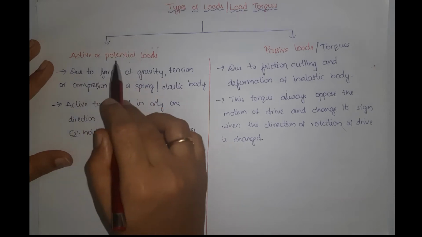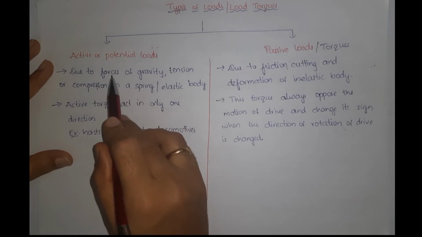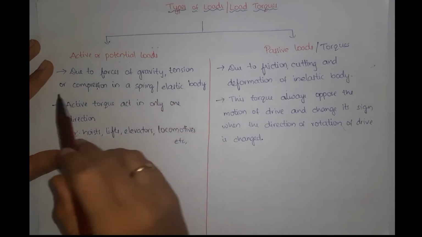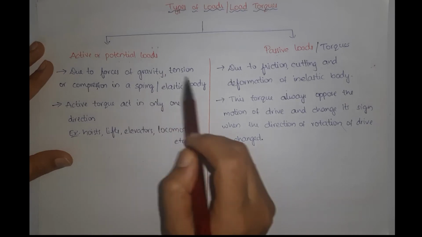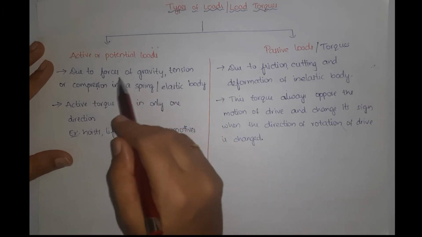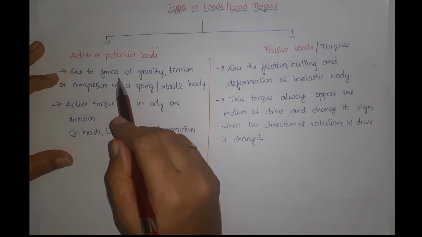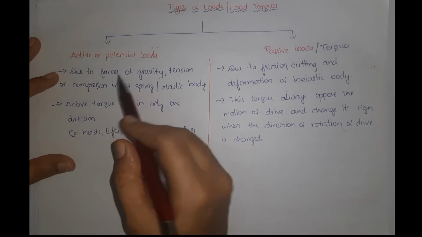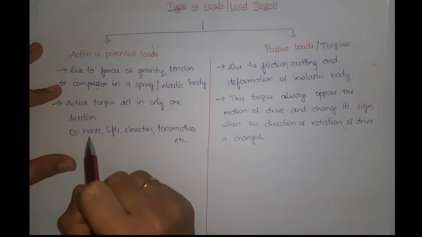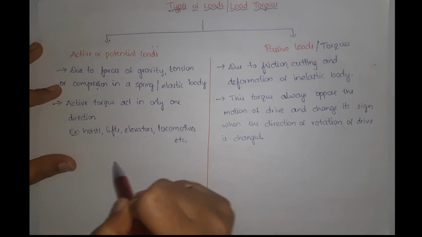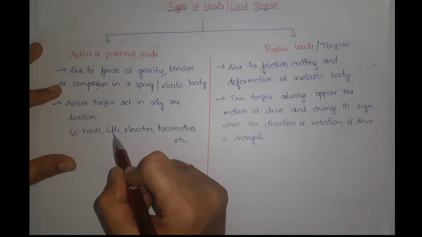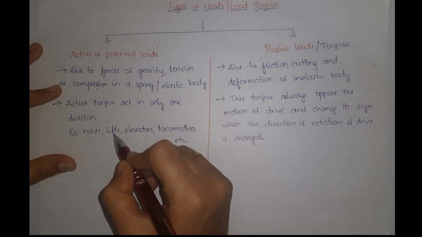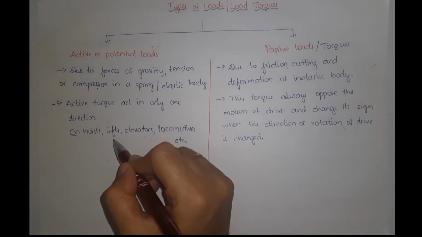This active or potential load is mainly due to the force of gravity, tension or compression in a spring or elastic body. Whenever this type of load exists, such load is called an active load. This same load can be called a potential load, because the examples I have taken are hoists, lifts, elevators or locomotives, etc. Suppose I am talking about a lift, or a crane, where I want to lift some object.